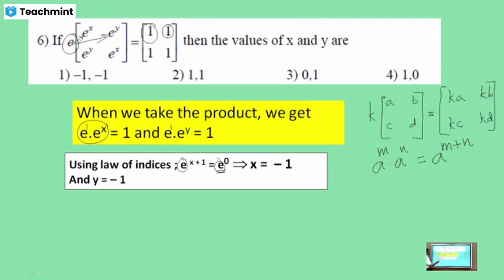When x equals minus 1, what is y? y is also minus 1. Therefore, our solution is option 1. Next one.